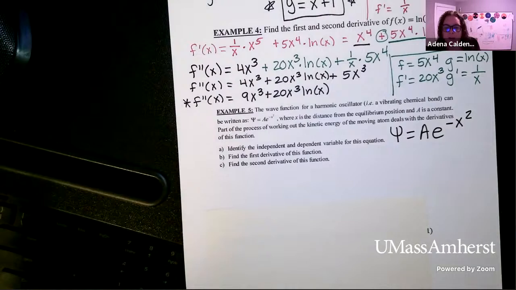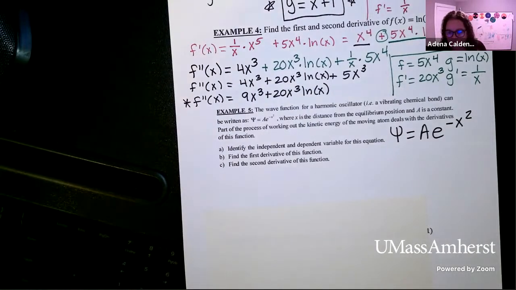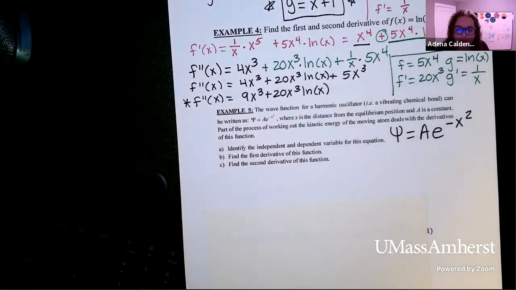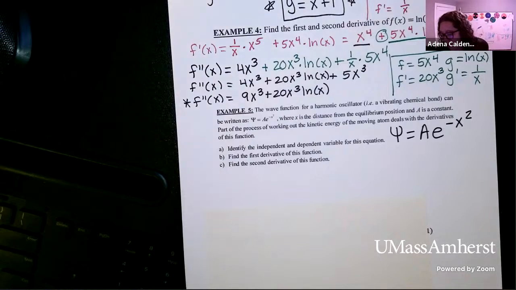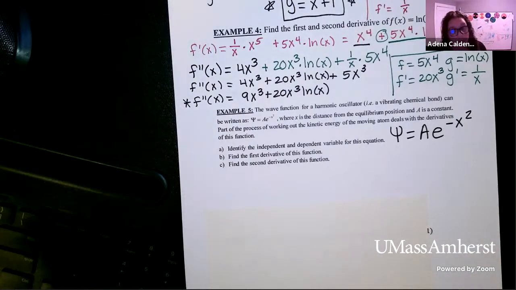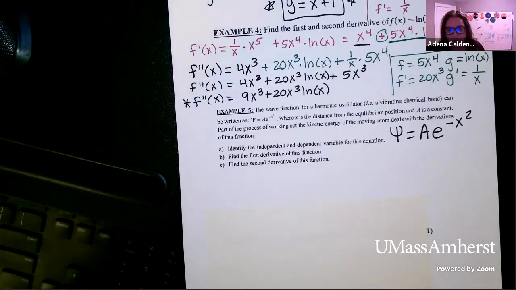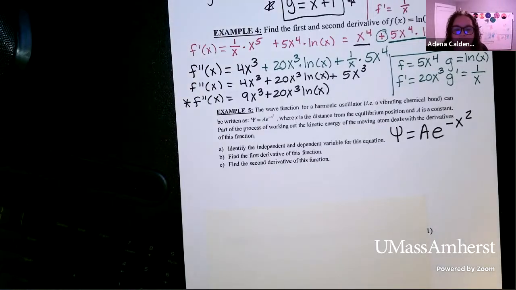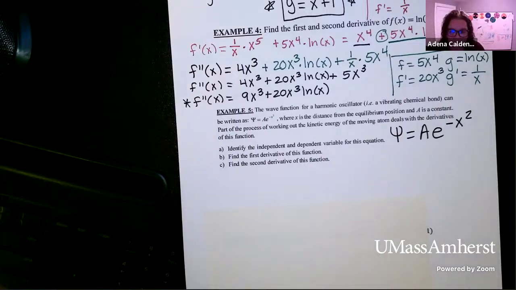Part B is to find the first derivative of this function. So it helps to know what the independent variable is, so you can take the first derivative. I want you to notice or hopefully figure out that to take the first derivative, we actually have to do a chain rule, not a product rule for the first derivative. And then C, find the second derivative. And it's when we find the second derivative that we then need to use a product rule.